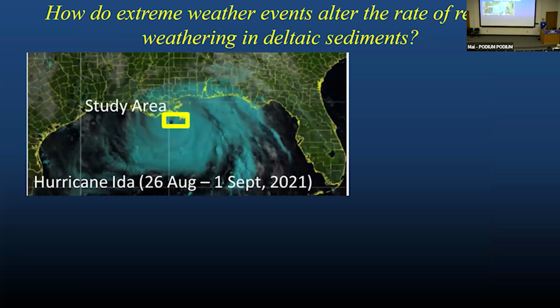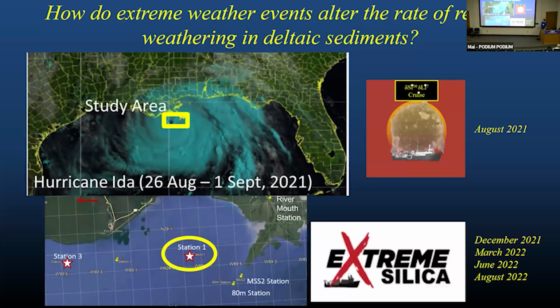And we were fortunate, or not so fortunate, to go out a couple days before this behemoth, Hurricane Ida. This was a Category 4 hurricane. Okay, this is an exceptionally powerful storm. It did a significant amount of damage. And we went out in August before the hurricane hit, a couple days before, in fact, about a week. And then Shirley led an effort which we called the Extreme Silica Cruises. And we went out in December following the storm, March, June, and August.